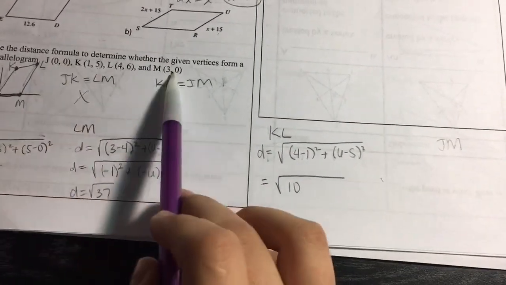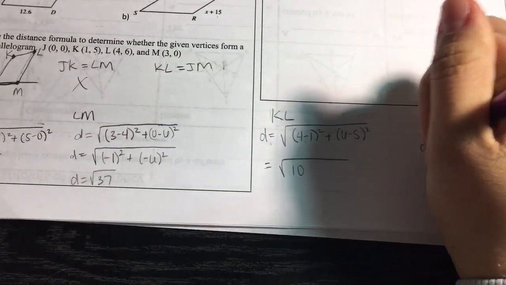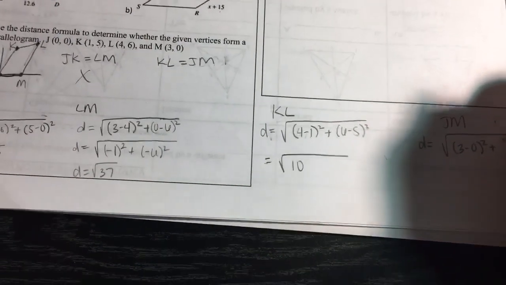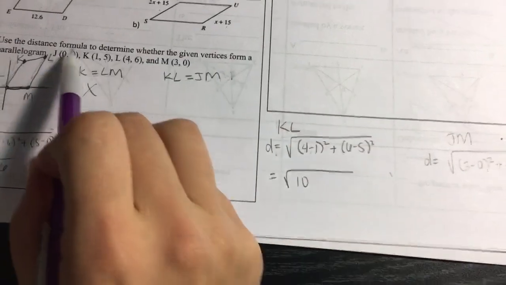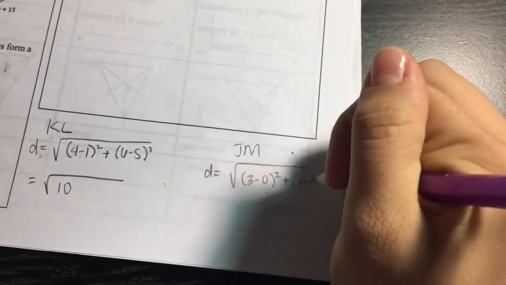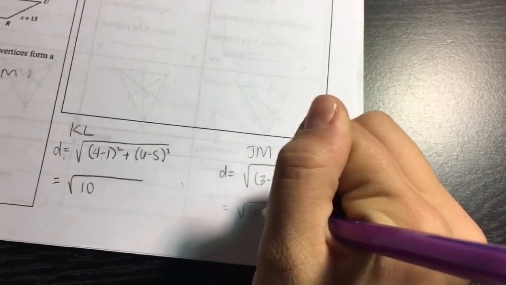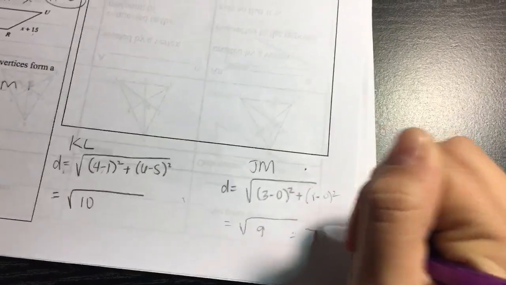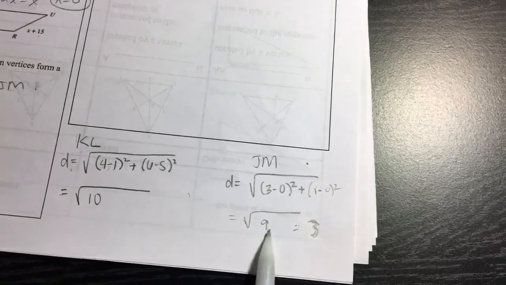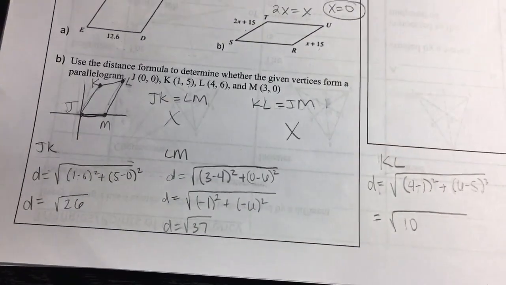JM, I do x2 minus x1, so I get d equals square root 3 minus 0 squared plus 0 minus 0 squared. So I get the square root of 9, which is actually 3. And we know that the square root of 10 and the square root of 9 are not equal. So again, we know that this does not form a parallelogram.